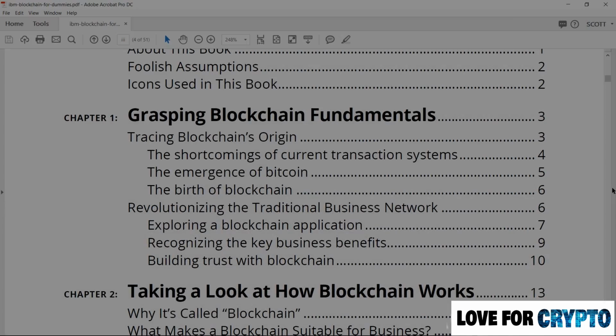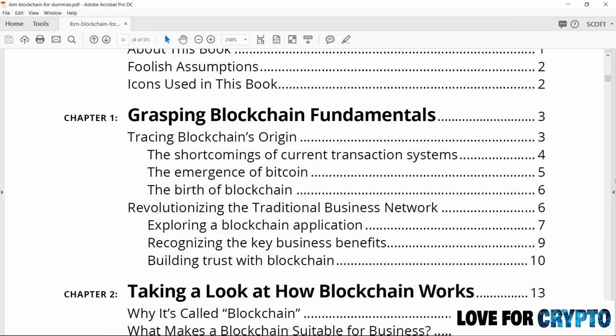Right guys, that brings us to the end of chapter 1. Grasping blockchain fundamentals. We read through tracing blockchain's origin, the shortcomings of the current transaction systems, the emergence of Bitcoin, the birth of blockchain. We had a read through revolutionizing the traditional business network, exploring a blockchain application, recognizing the key business benefits, and building trust with a blockchain.